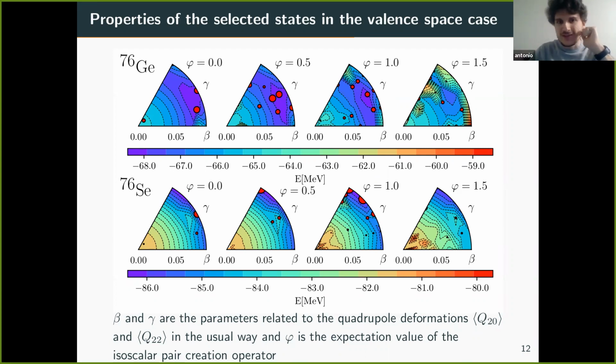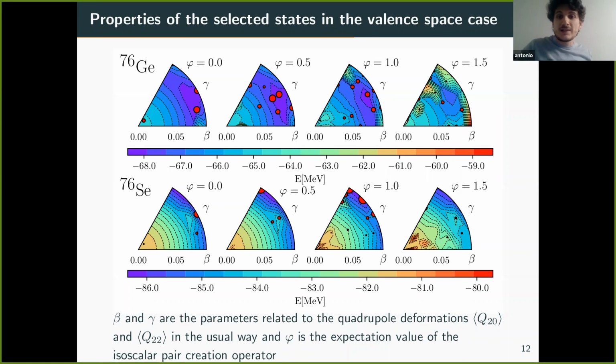So I think the takeaway message from this plot is that there are lots of states taken here with huge size, meaning that isoscalar pairing plays a significant role in the nuclear matrix elements. Not only deformations are important. Okay, so in view of these results, I think we can say with confidence that this method is working, at least for the shell model case.